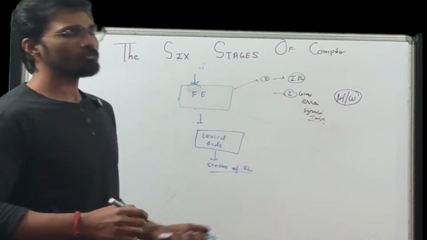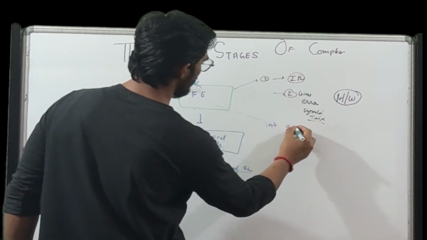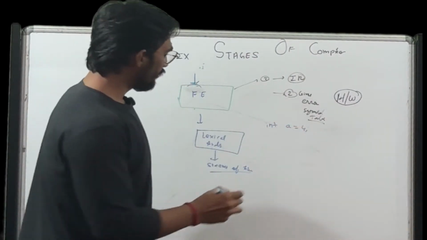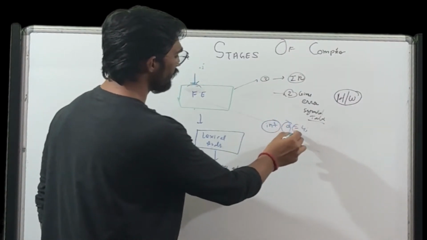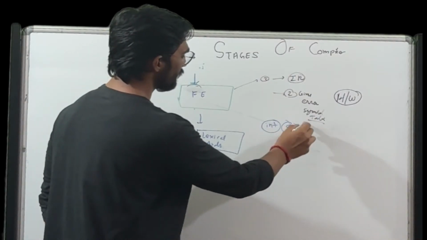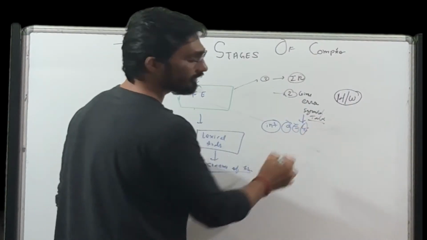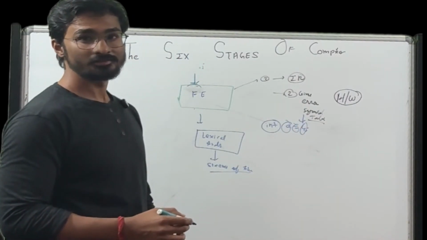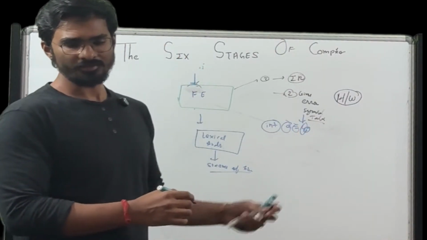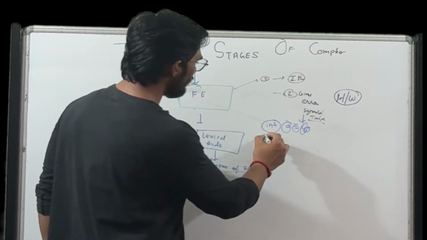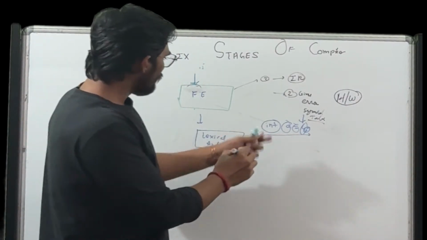What does a stream of tokens mean? Let us suppose I have the code int a equals 4. Here int is a keyword, a is a variable, equal to is an operator, 4 is a constant, and semicolon is the termination, where the code will stop. This is the complete line. So when we write int a equal to 4, it simply means it will be converted into tokens.